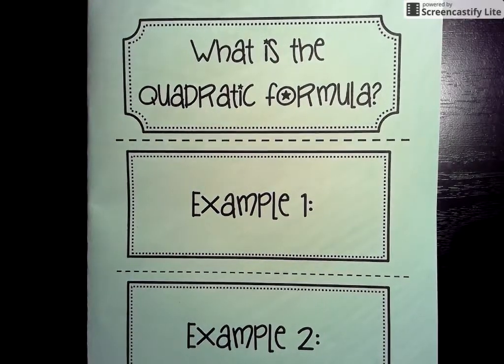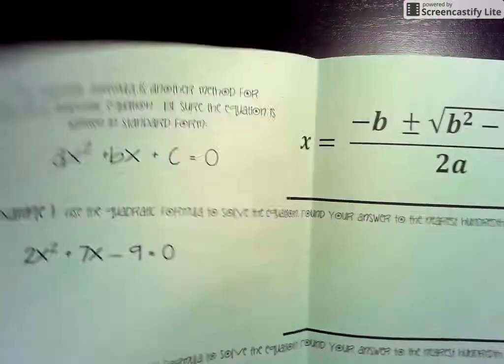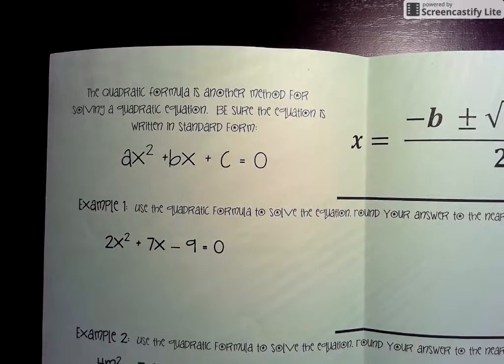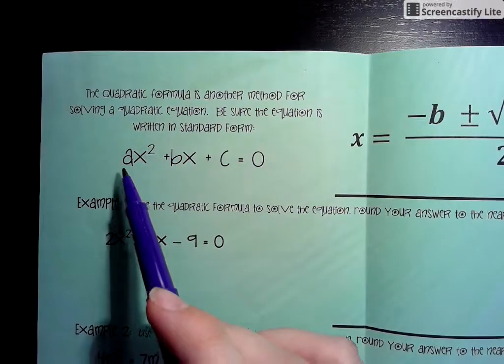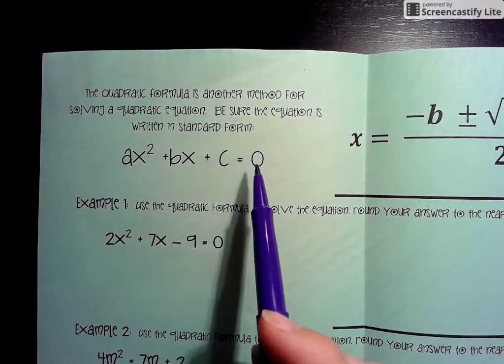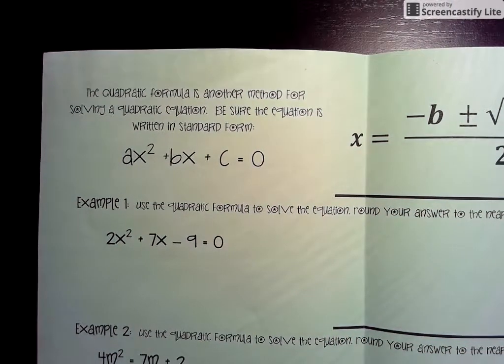What is the quadratic formula? The quadratic formula is another way, another method, for solving a quadratic equation. Be sure the equation is written in standard form. Standard form is ax squared plus bx plus c, and it has to be set equal to 0. If it's not, you cannot solve.